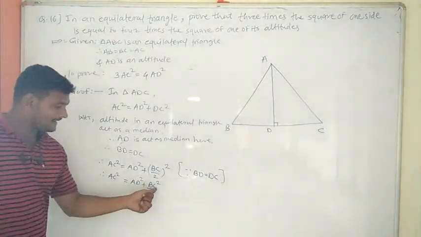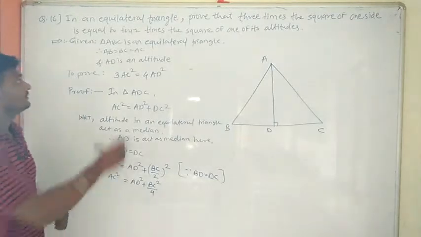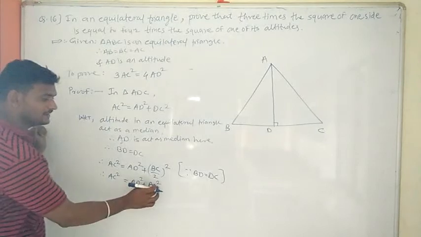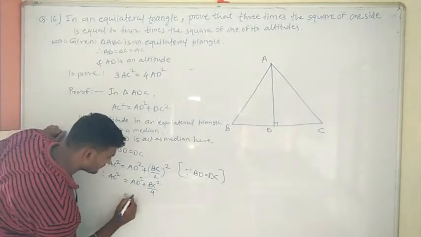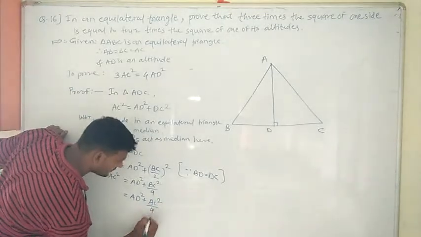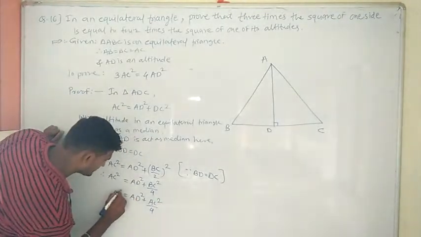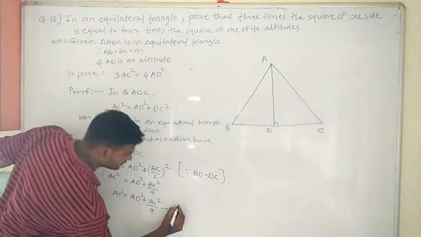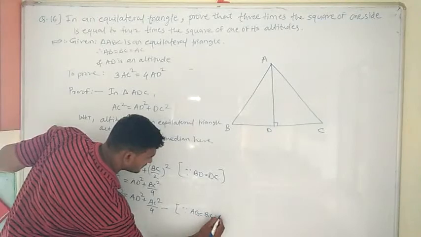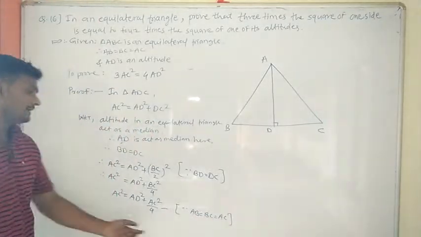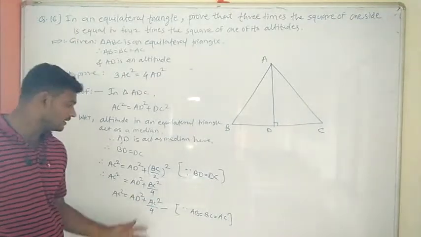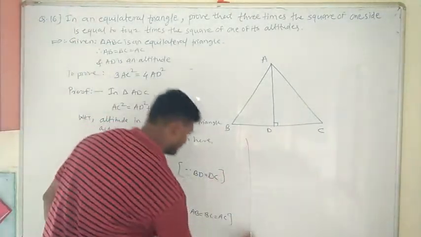Now, can I write this BC is equal to AC? From the given, BC is equal to AC, we know that. Therefore, can we write AC instead of BC here? Yes. AD square plus, instead of BC I will write AC, divided by 4, is equal to AC square. What is the reason for this? Since AB is equal to BC is equal to AC, it is given. Therefore, instead of BC, I have written AC here.